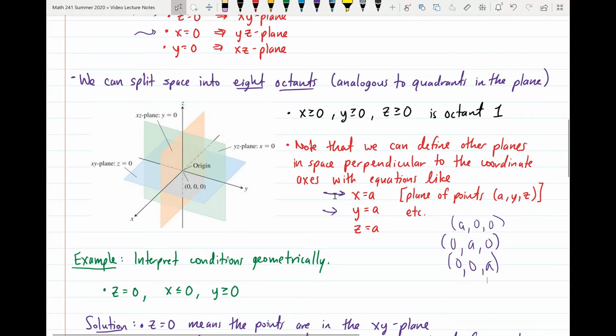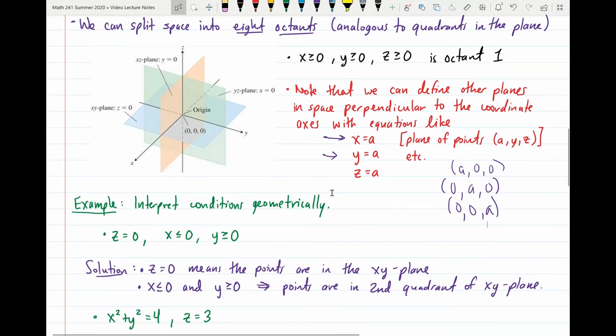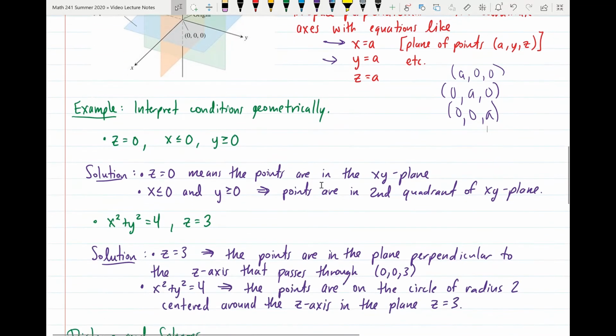Now for a few examples where we're going to interpret certain conditions geometrically. Assume that we have the conditions z equals 0, x is less than or equal to 0, and y is greater than or equal to 0. We want to find the set of points that satisfies all three of these conditions here.